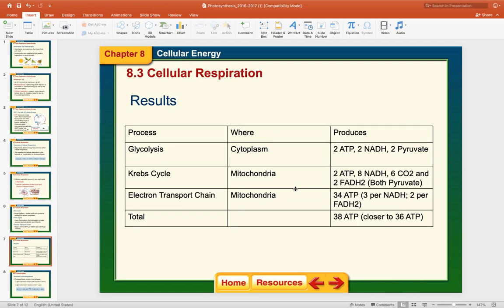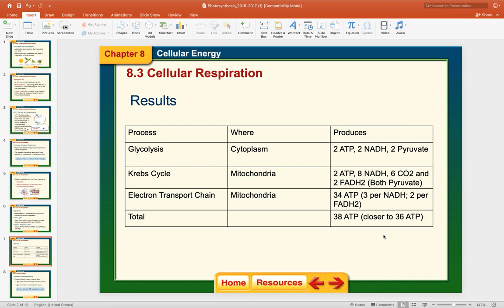So here's kind of an overview, a rundown of the results. We have glycolysis that takes place in the cytoplasm, whereas the other 2 take place in the mitochondria. And so these are the products that I want you to make sure that you know.